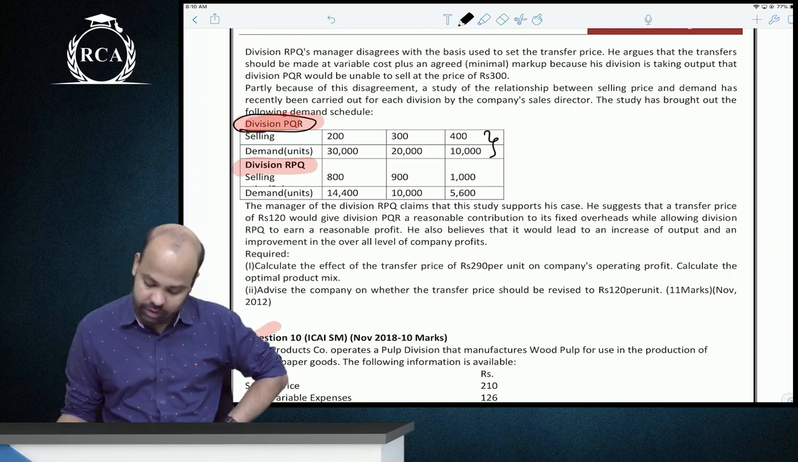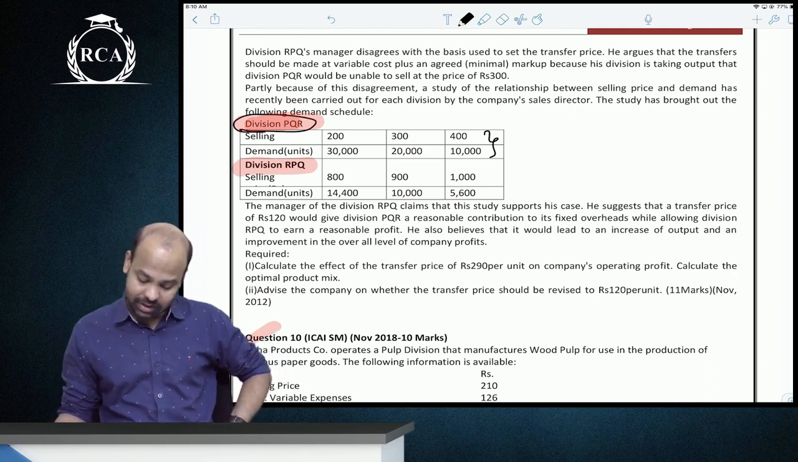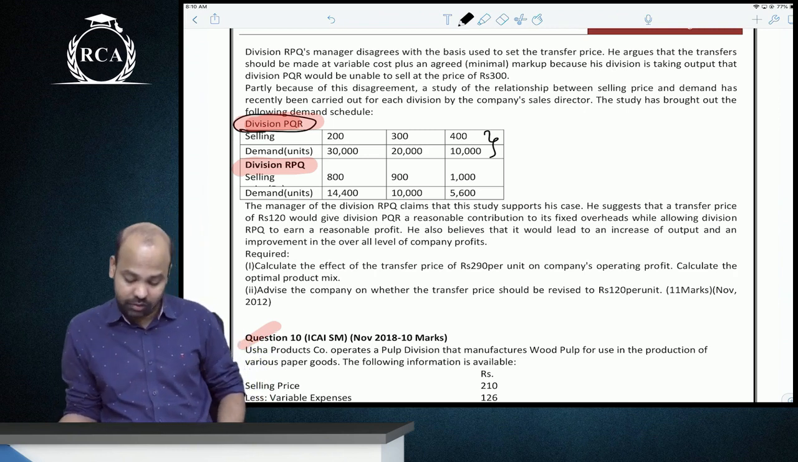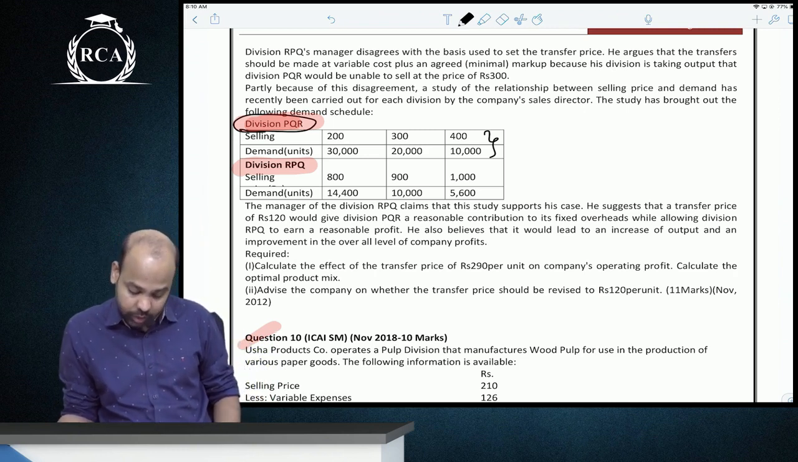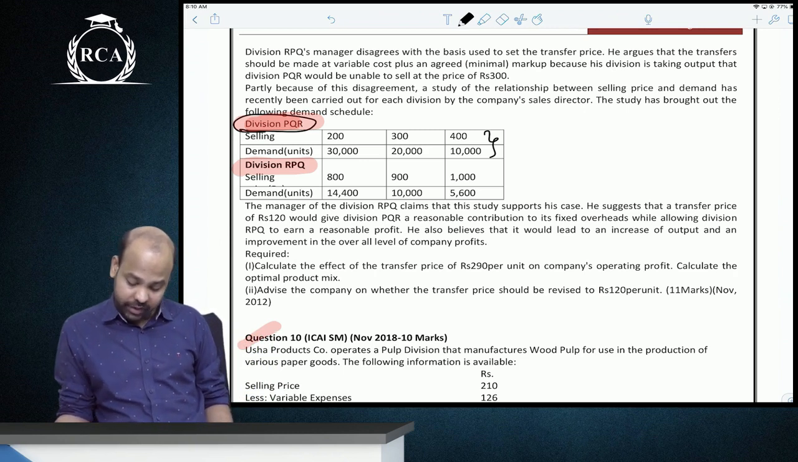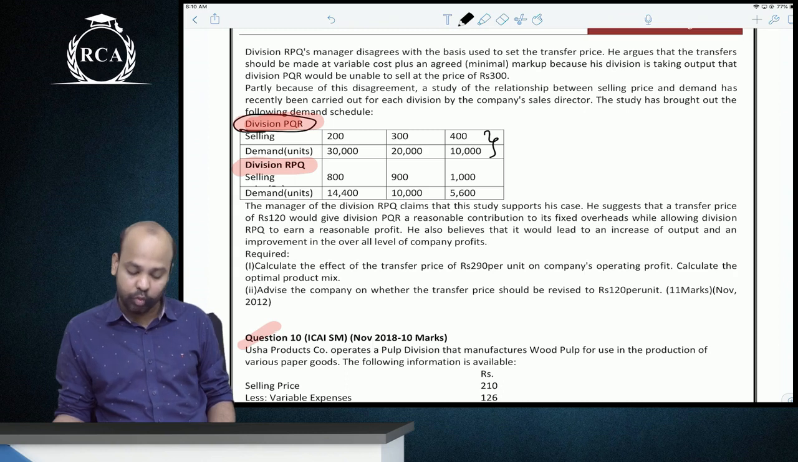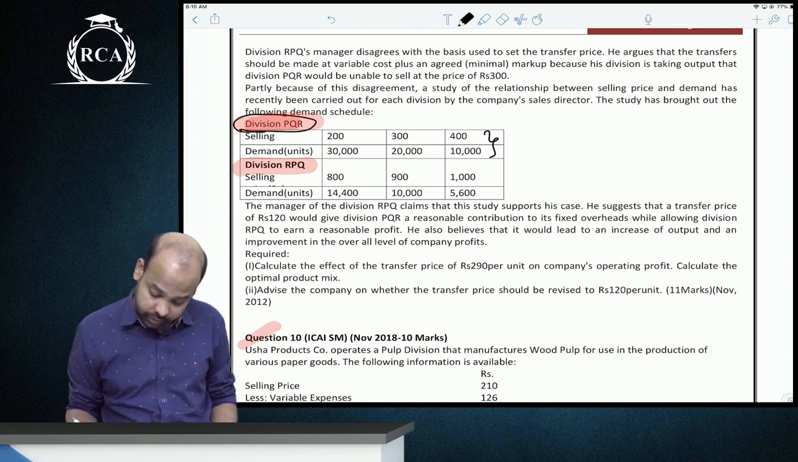The manager of the division RPQ claims that this study supports his case. He suggests that a transfer price of 120 rupees would give division PQR a reasonable contribution to its fixed overheads, while allowing division RPQ to earn a reasonable profit. He also believes that it would lead to an increase in output and an improvement in the overall level of company's profits.